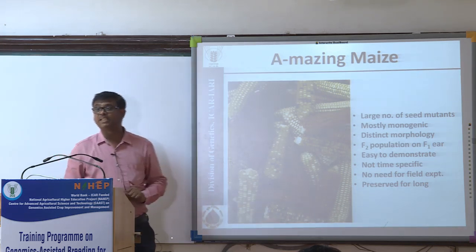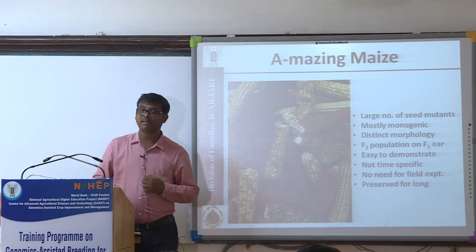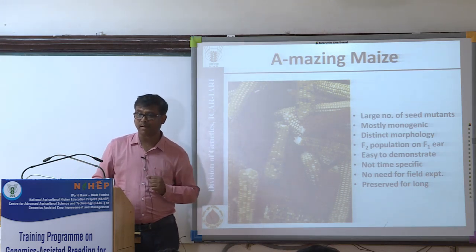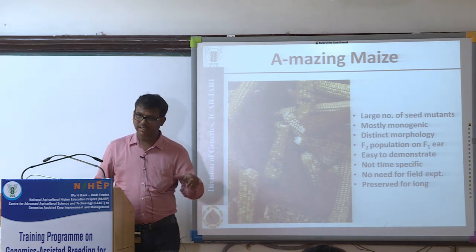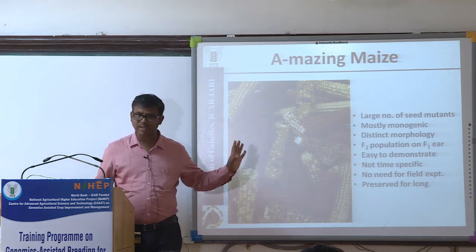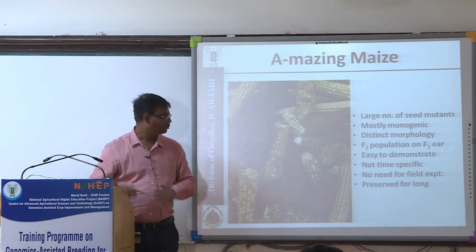No need of any field experiment. Suppose you want to show tall plant and short plant in case of pea. What do you have to do? You have to literally go to the plant, and then you have to go and count. Here everything you can see in the seed itself.